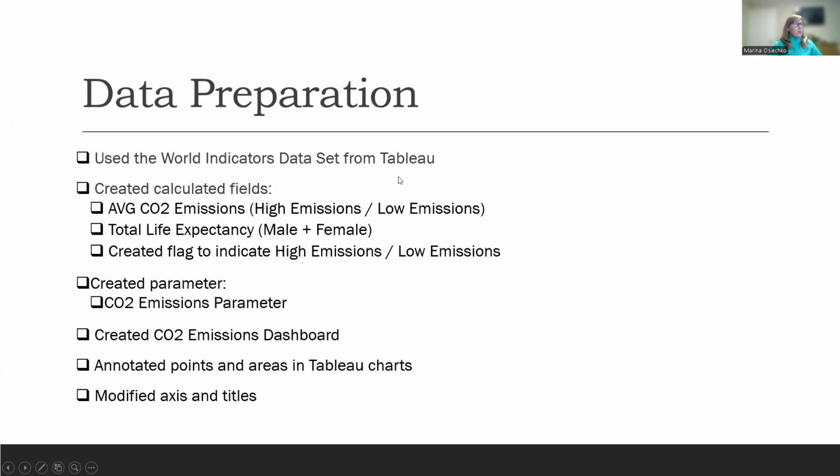Data preparation. So I used the world indicators data set from Tableau. I created calculated fields such as average CO2 emissions, high emissions, and low emissions. I also created total life expectancy calculated field and created flags to indicate high emissions versus low emissions. I also created a parameter called CO2 emissions parameter. I created a CO2 emissions dashboard for my presentation, and we're going to take a look at it shortly. I annotated points and areas in Tableau charts and modified axes and titles.